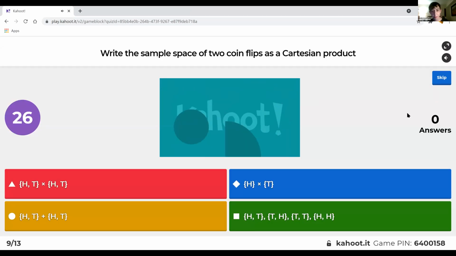So write the sample space of 2 coin flips as a Cartesian product. Remember, the Cartesian product is going to take the ordered pairs with one element from the first set and one element from the second set.